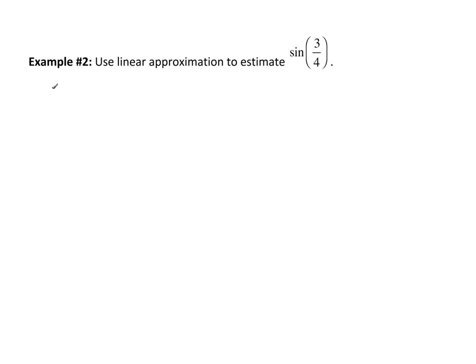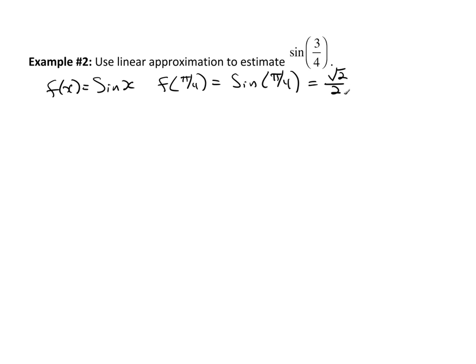So sine of pi over 4 should be close to sine of 3/4. What I'm going to do is first find that point. I'm going to consider f of x to be sine of x. And I know that f of pi over 4 equals sine of pi over 4, which is root 2 over 2. That's a common angle. That's one reason why I picked it.